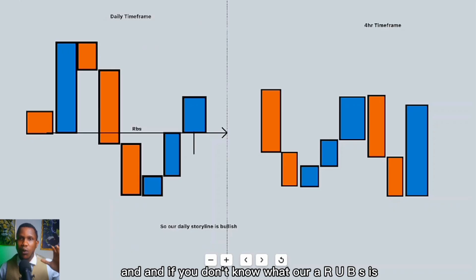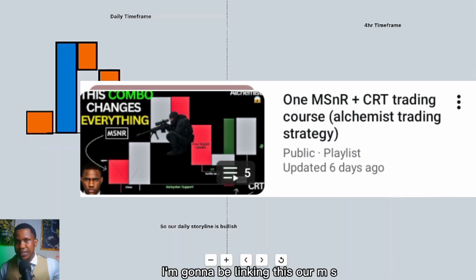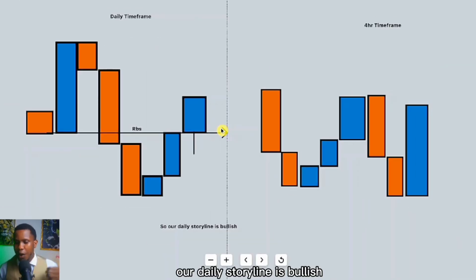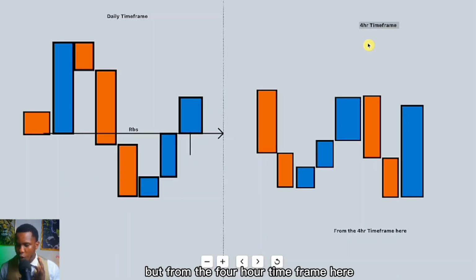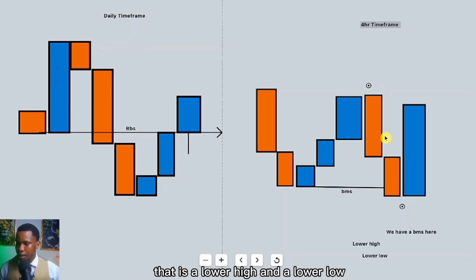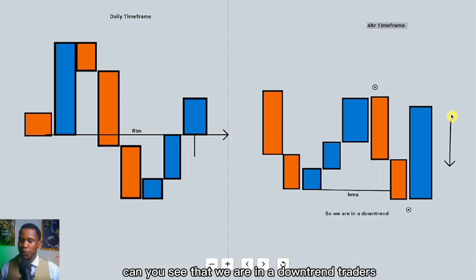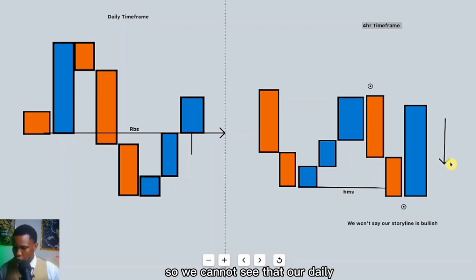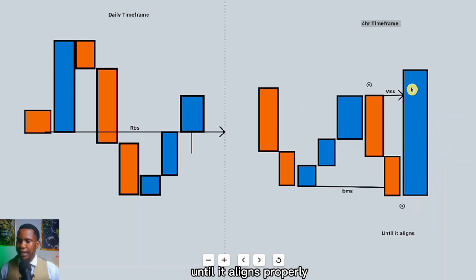If you don't know what our RBS is, I'm going to be linking our MSNR playlist right here. Our daily storyline is bullish, but from the 4-hour time frame here, we recently made a break of market structure right here. That is a lower high and a lower low. Can you see that we are in a downtrend, traders? So we cannot say that our daily storyline is bullish till it aligns properly.